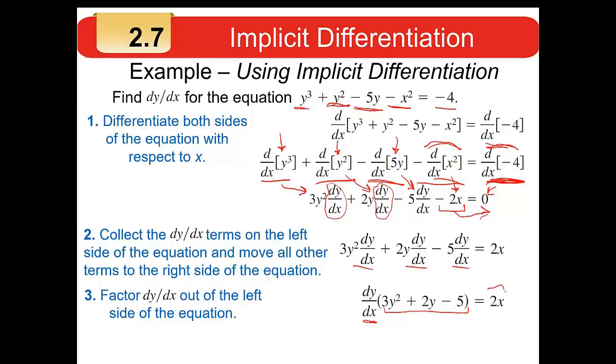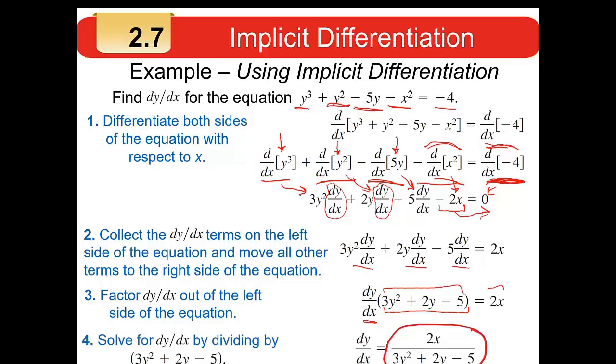Last step then is to solve for dy over dx by dividing both sides by this trinomial. Divide both sides by that trinomial, and you'll end up with dy over dx equals the fraction 2x over the quantity x, 3y squared plus 2y minus 5. And once you've solved for dy over dx, you've done exactly what the problem asks you to do.